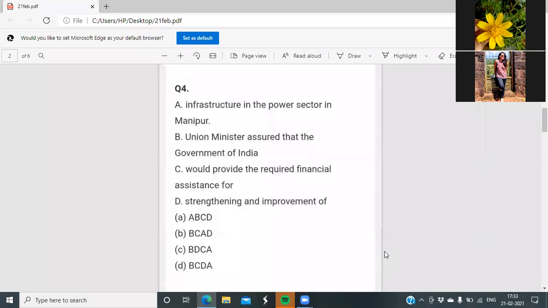The Union Minister assured that the government of India would provide the required financial assistance for strengthening and improvement of infrastructure in the power sector in Manipur. One statement broken into parts. Clear?